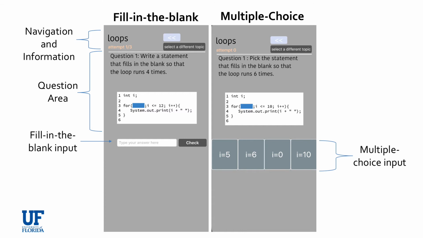These screenshots show the initial question page a user would see before attempting the question. At the top of the page, there are important navigation buttons and information. Specifically, the topic name and attempt numbers are displayed. To the right of those texts are a back button and a button that navigates to the topic selection page. Below the top area is the question text, code snippet, and the field where a user would input their answer. The fill-in-the-blank version allows the user to type in their answer in the text field, and the multiple choice version allows the user to click on an answer choice.